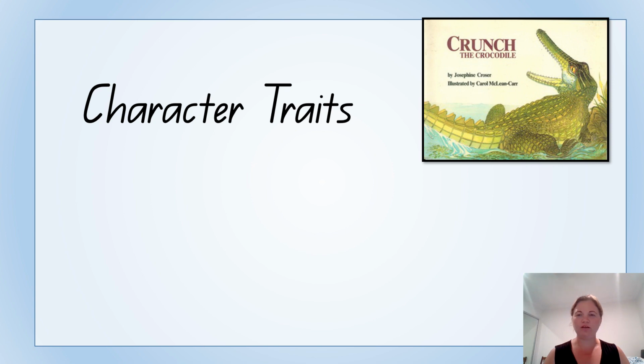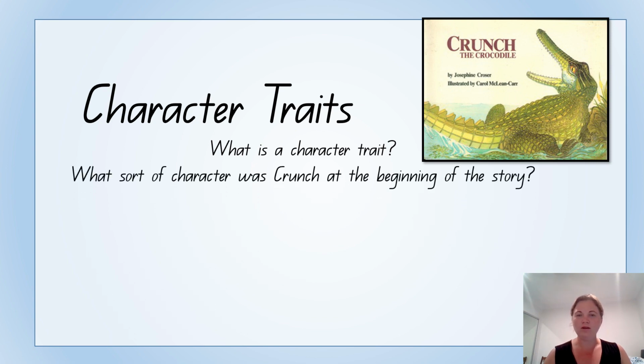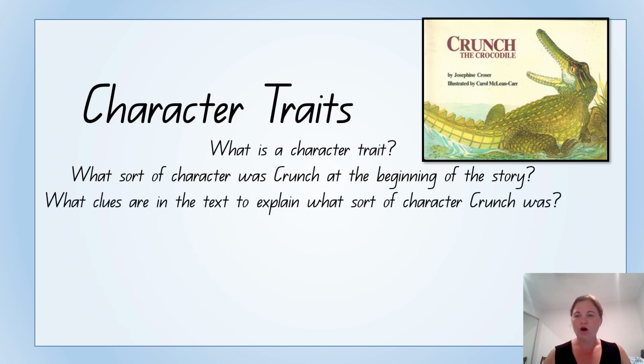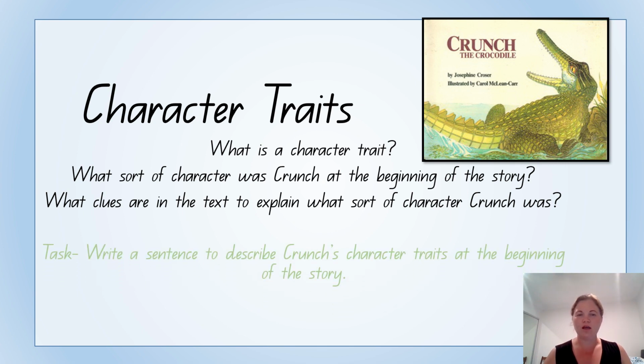Today, we're going to be having a look at the story of Crunch the Crocodile. You've got to listen to this story when Mrs. Carnell was reading it above. Today, we're going to be having a look at what is a character trait. What sort of character was Crunch at the beginning of the story? What clues are there in the text to explain what sort of character Crunch was? Our task today is to write a sentence to describe Crunch's character traits at the beginning of the story.